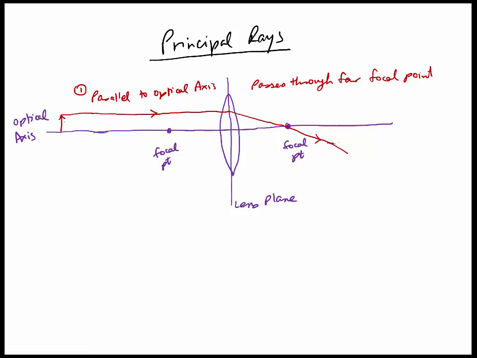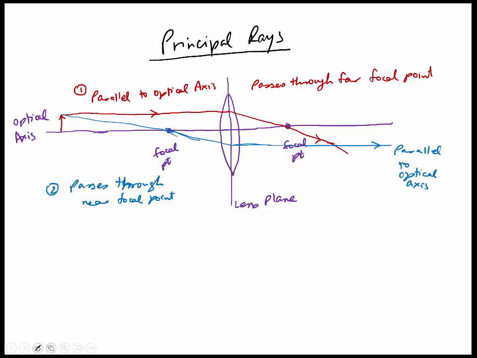The second one is that there's going to be a ray of light from the tip of the object, let's say, that goes through the near focal point. Sorry, apologies for my hand drawing. These are supposed to be straight lines. Hopefully you can see them as such. So this second ray passes through near focal point. And that ray of light, when it hits the lens plane, is going to bend and become parallel to the optical axis.